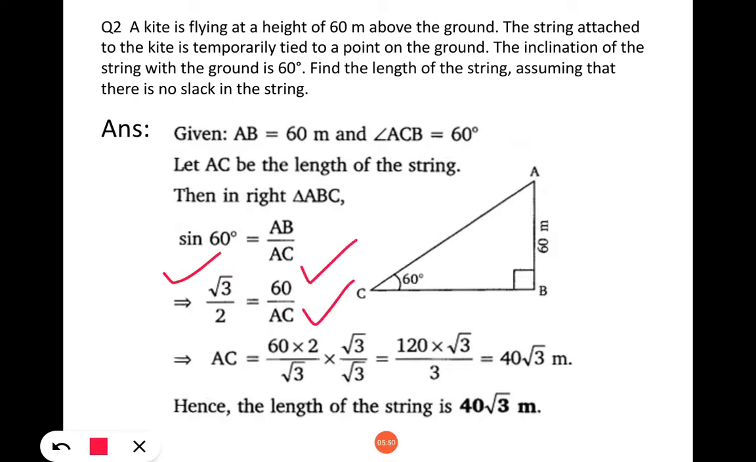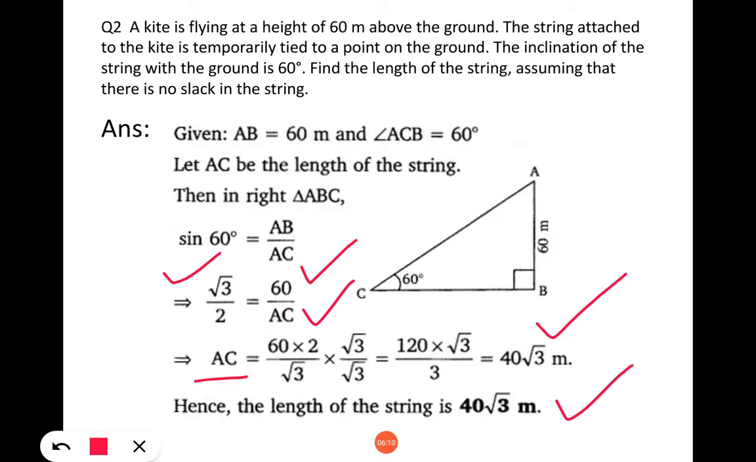On cross multiplying, we will have AC equal to 60 multiplied by 2 divided by root 3. On rationalization of the denominator, we have the value of AC equal to 40 root 3 meter. Hence, the length of the string is 40 root 3 meter.